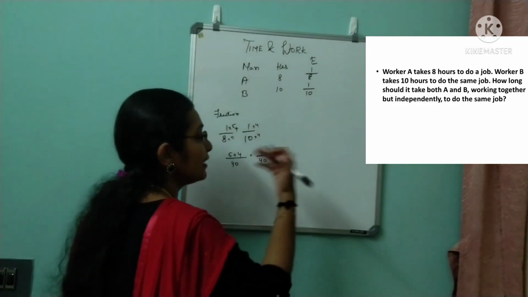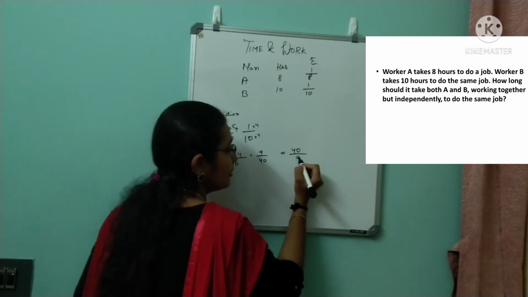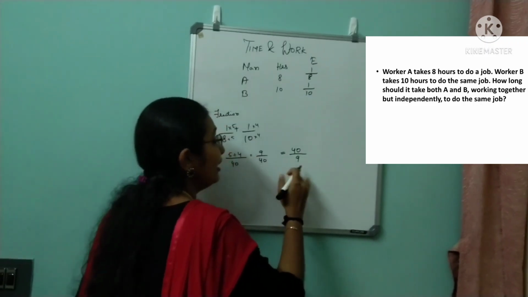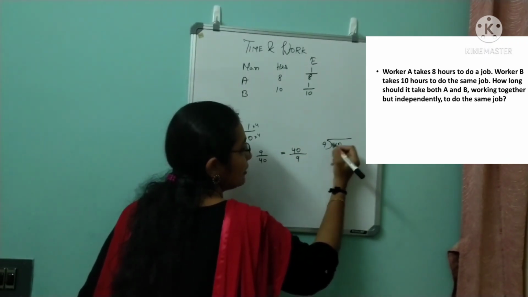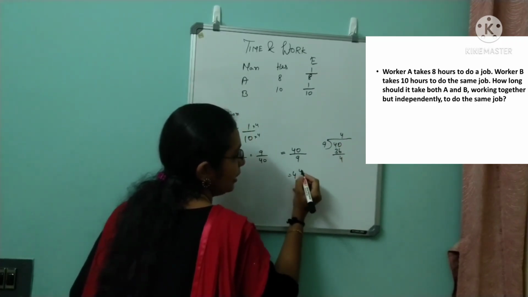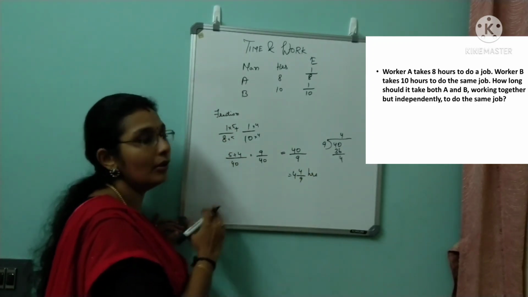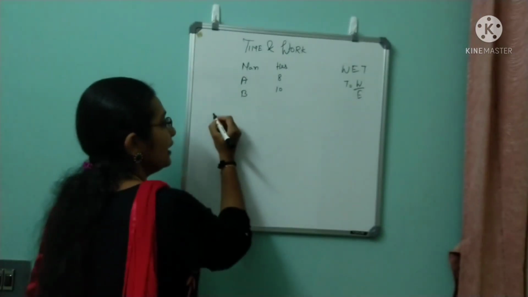So efficiency's reciprocal is days. We are asked for days only. So 40 by 9 is our days to complete the work. I mean hours to complete the work. Or on simplifying you can write it as 4 4 by 9 hours to complete the work. It is asked in hours, so you have to calculate it. Clear?